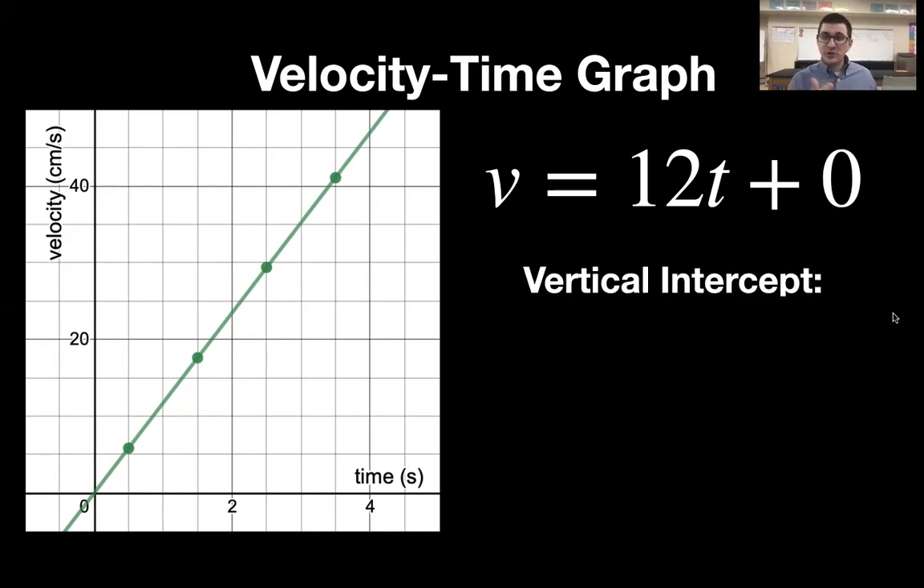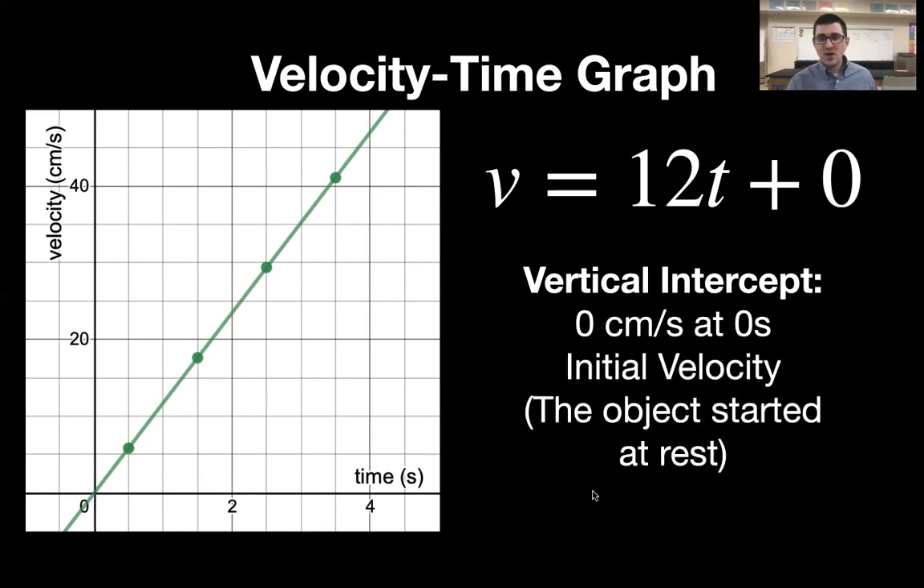Let's start with the vertical intercept. So this vertical intercept of plus 0 really means that at 0 seconds, the velocity was 0 centimeters per second. All that means is it's the initial velocity. It's the velocity at 0 seconds, which is good because the object started at rest.